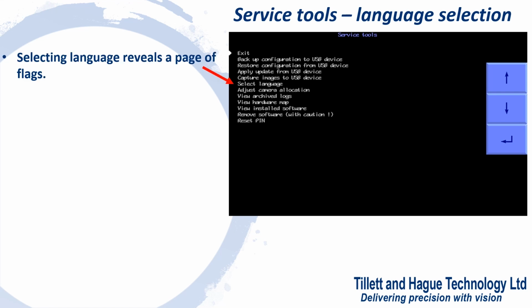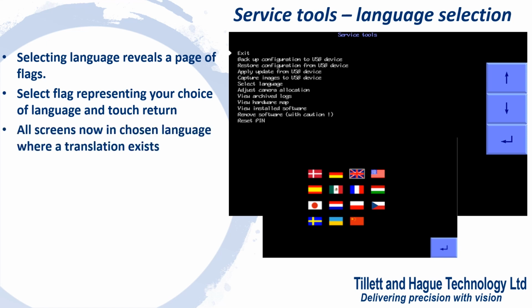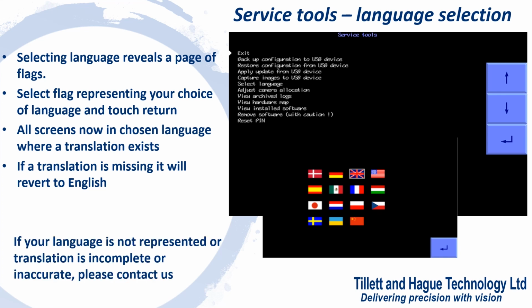Selecting language reveals a page of flags. Select your choice of language by touching on the appropriate flag. A white border around the flag indicates it is selected. Then touch the return button. You will also be returned to the Tools menu, and all screens should now be in your chosen language, where a translation exists. If part of a translation is missing, it will revert to English.